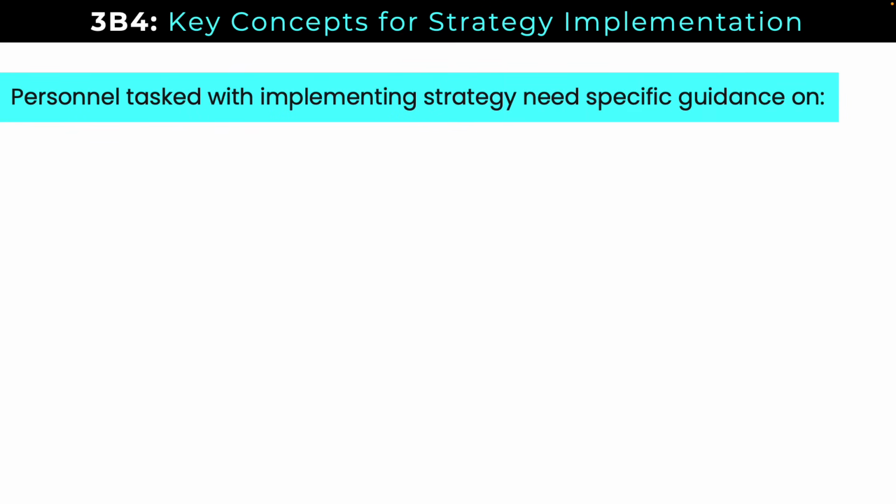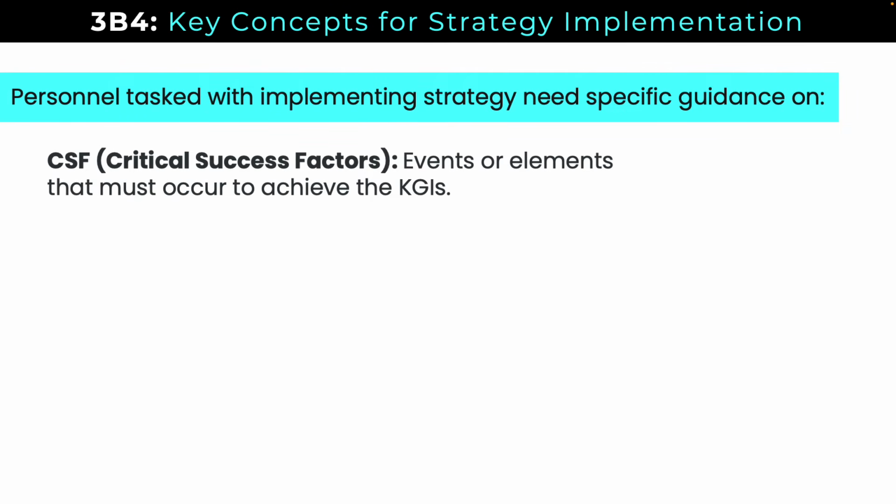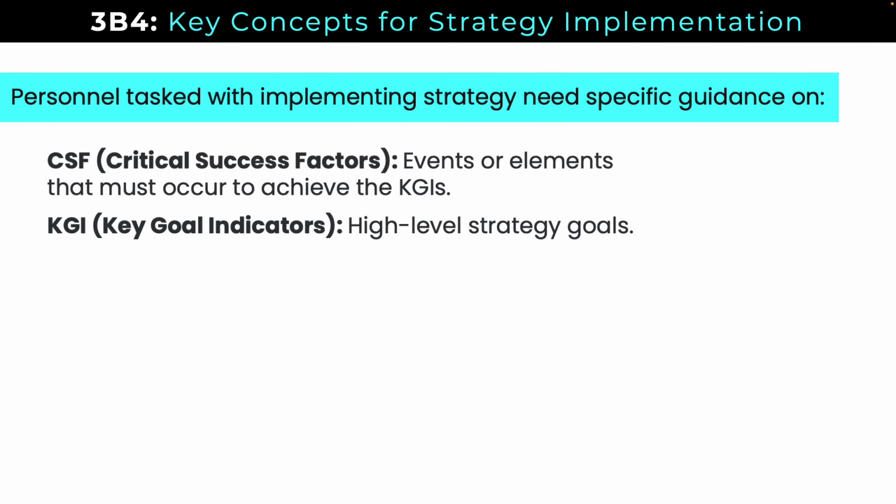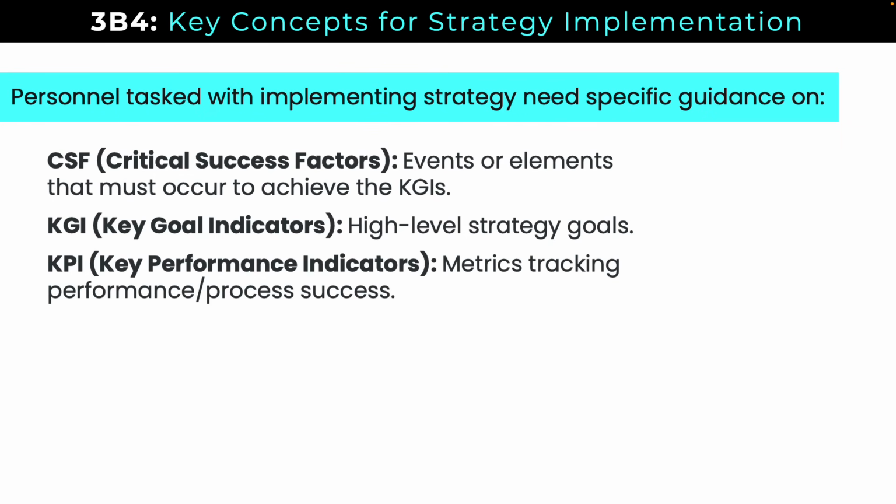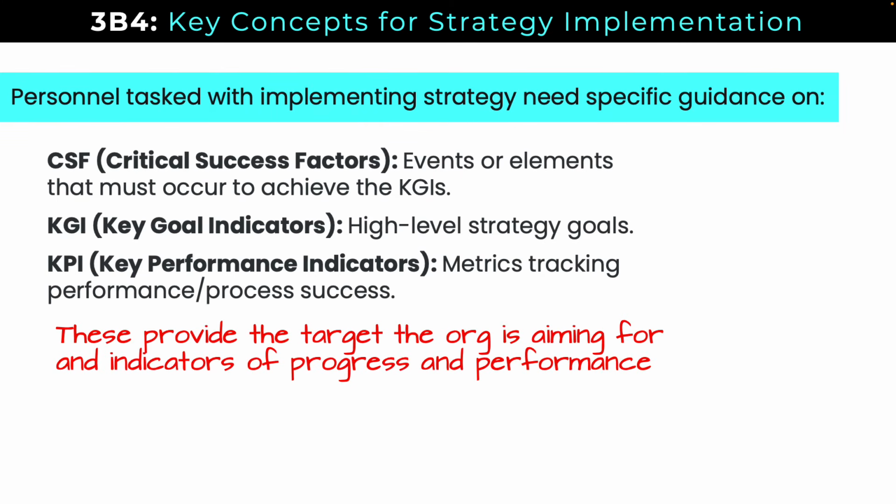And personnel tasked with implementing strategy need specific guidance on our critical success factors, the events or elements that must occur to achieve our key goal indicators. And the KGIs are the high-level strategy goals. And the KPIs, the key performance indicators, are the metrics tracking performance and process success, basically charting our success or lack thereof along the way, which can also help us in any course correction. These provide the target the organization is aiming for and the indicators of progress and performance.